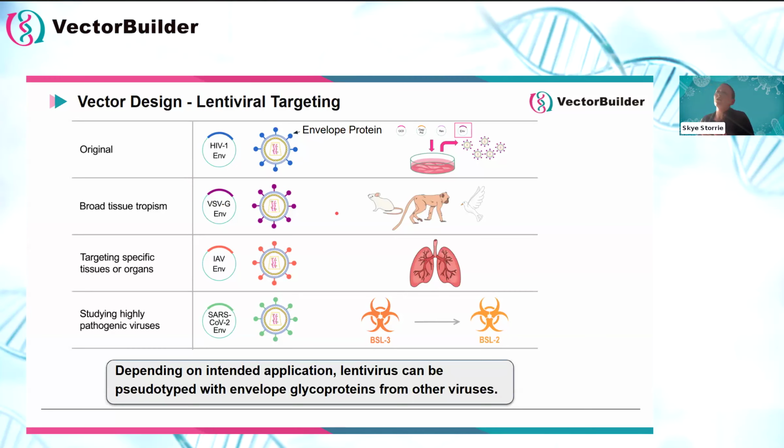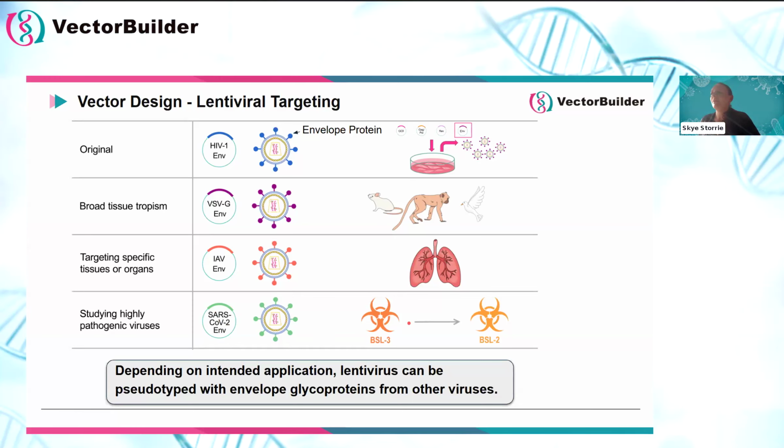However, if you want to achieve more targeted delivery, then you can pseudotype with other viral envelope glycoproteins, for example, influenza A virus, which will facilitate targeting of the lungs. Another way that you can use pseudotyping is to study highly pathogenic viruses. So, for example, during the COVID-19 pandemic, you could pseudotype lentivirus with the SARS-CoV-2 envelope protein to study things like entry mechanisms or test different drugs.